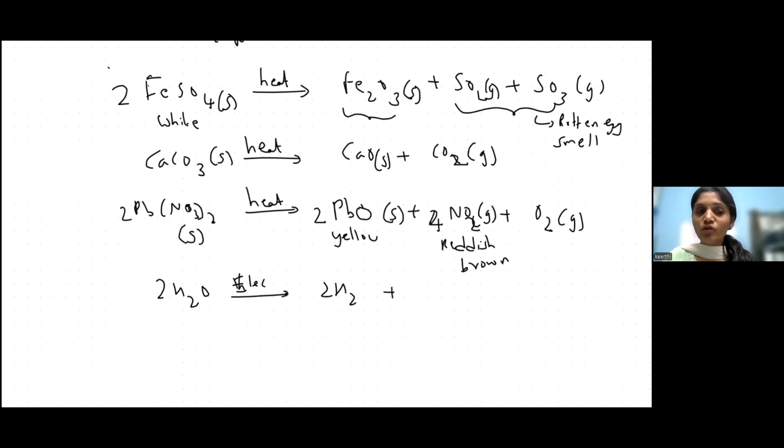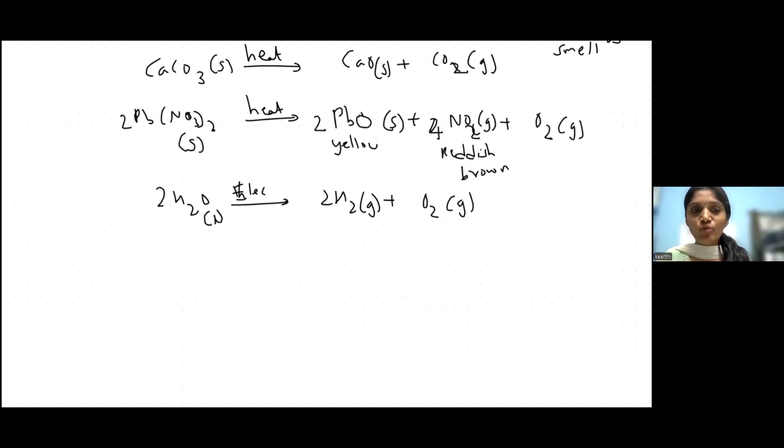Now, water is in the form of a liquid, because if you have to do electrolysis, it should be a liquid or a molten form or an aqueous solution. Now, I get 2 moles of hydrogen gas and 1 mole of oxygen gas. Clear? The next kind of decomposition in our NCERT is the photolytic decomposition.